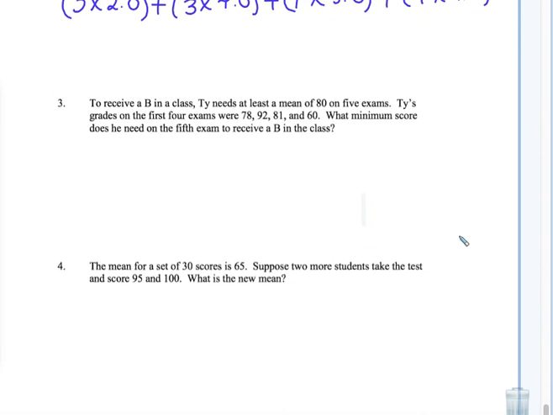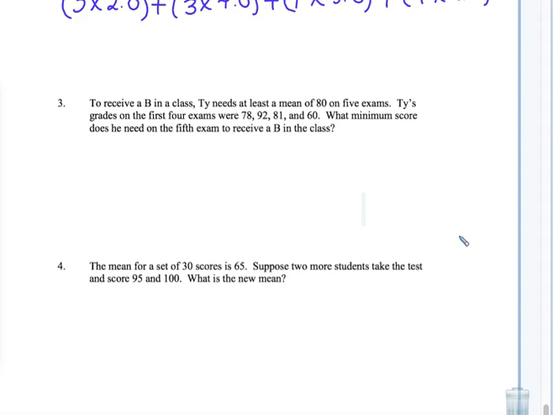All right, so the next one, to receive a B in class, Ty needs to get at least a mean of 80 on 5 exams. His grades on the first 4 exams are 78, 92, 81, and 60. What is the minimum score that he needs to make on the 5th exam to make a B? So in this case, we're solving for an unknown. We don't know what he needs to make on that 5th exam to make a B.